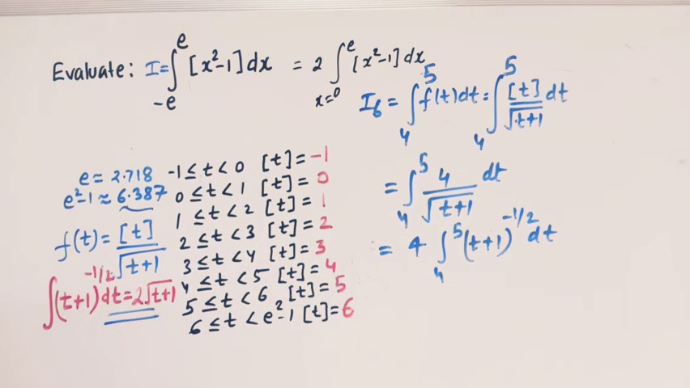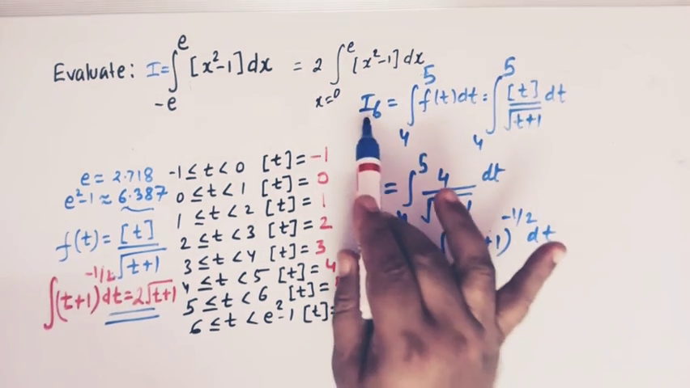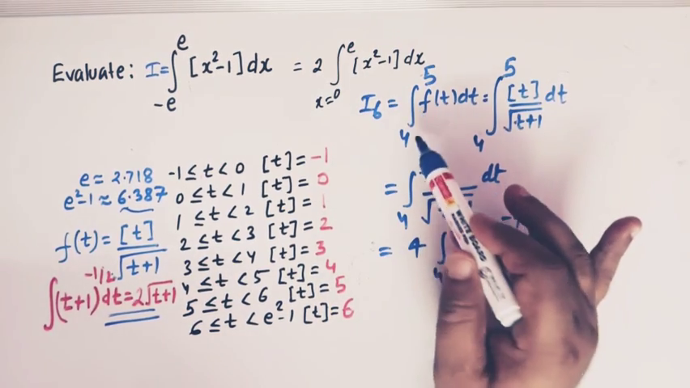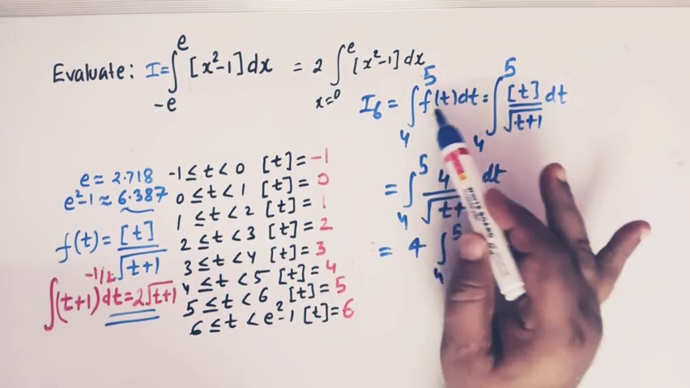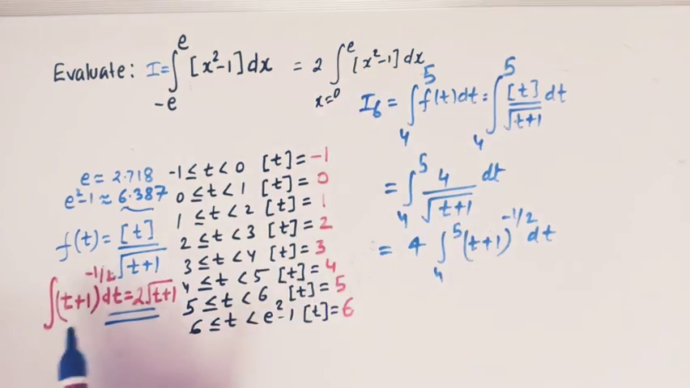Now let us find out the value of I6, which is from 4 to 5 of f(t) dt.